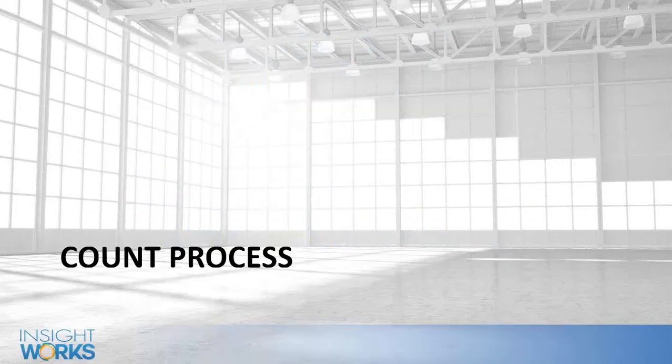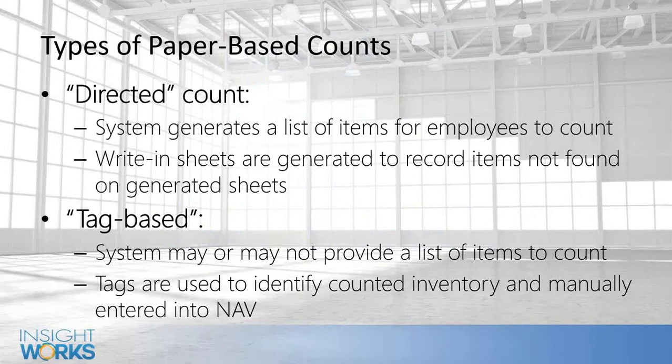All right, so I wanted to get started with talking a little bit about the count process for paper-based counts. And the first step is the type of count you can have. Now, there is technically a third count here that we'll talk about, but really when you're doing paper-based count, we're doing what we call a directed count. In other words, we're generating sheets with a list of items and bins or shelf numbers to direct people to what they need to count. So that's a typical situation, right?